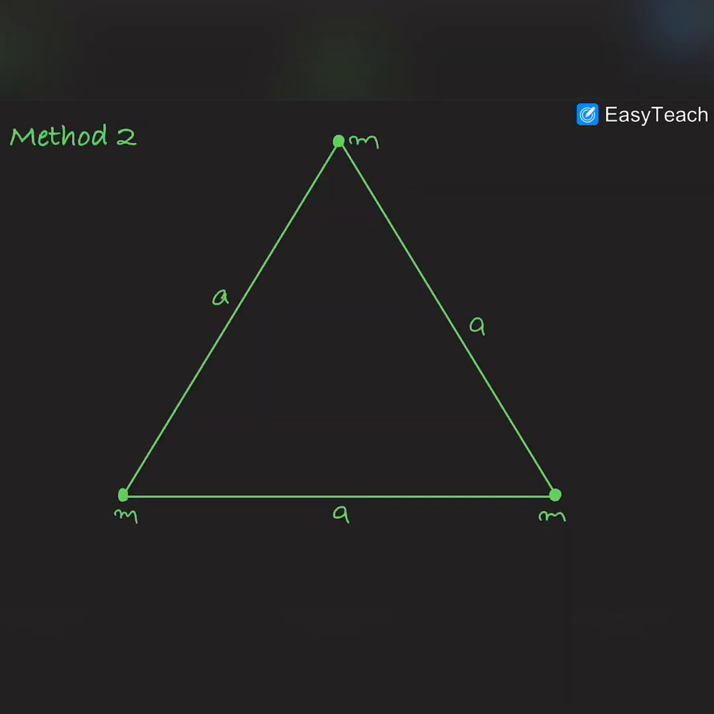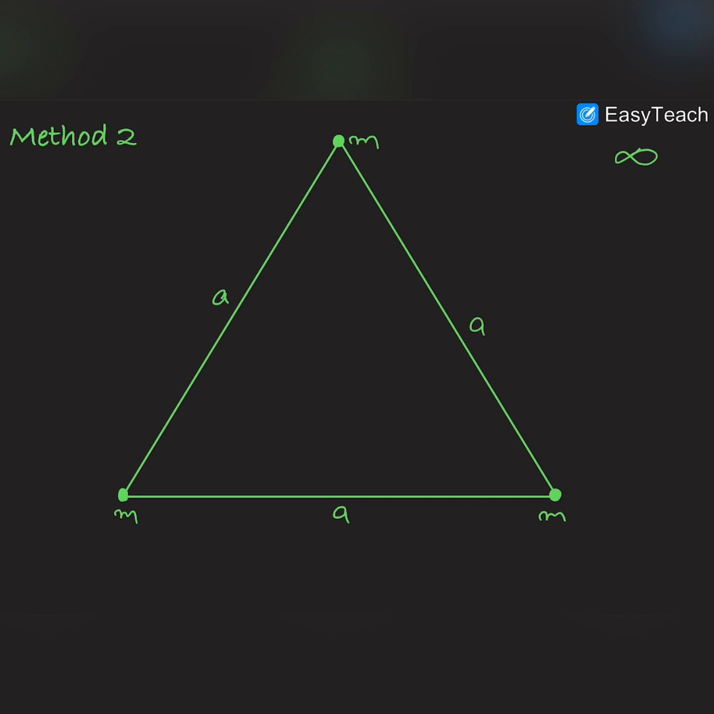Now we can also use a second method to conceptually understand the potential energy. We have already defined that potential energy is the amount of work done in assembling this system slowly from infinity. So let us assemble this system one by one from infinity.